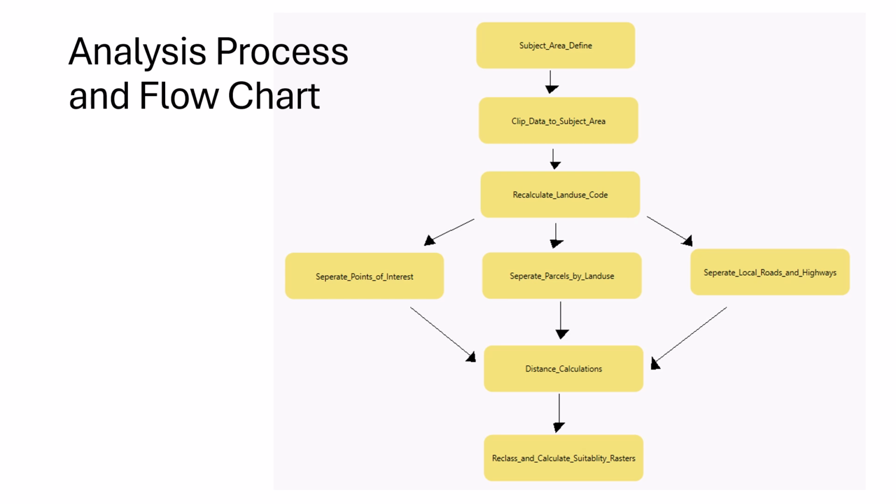And then after that, I separated those things. I separated the schools, hospitals, and cultural amenities from points of interest. I separated local roads and highways because those are going to matter. And then I also separated parcels by land use. I'll go more over that in a second.